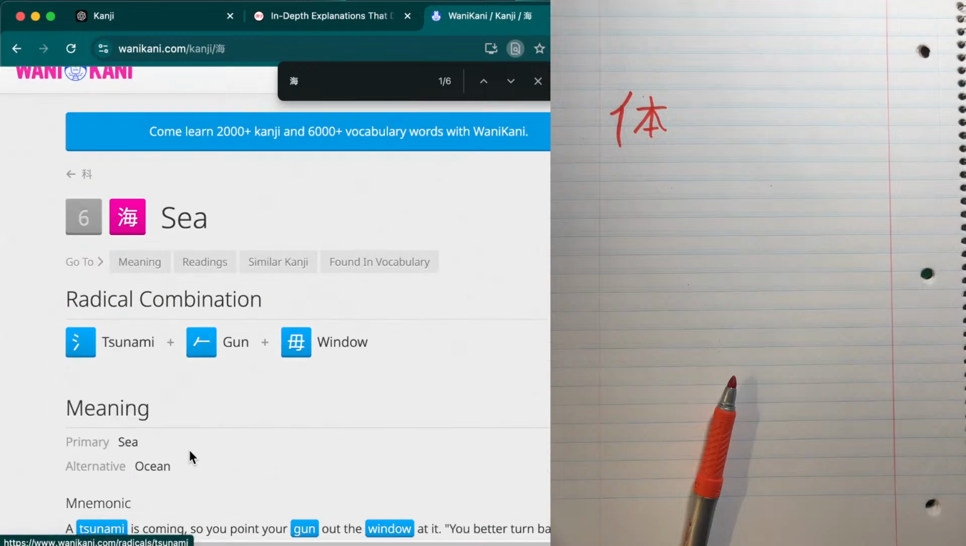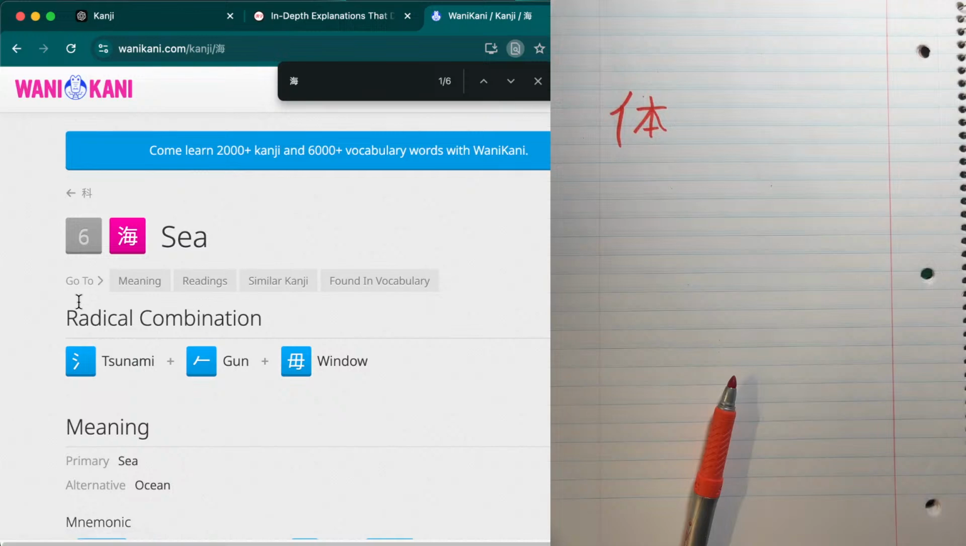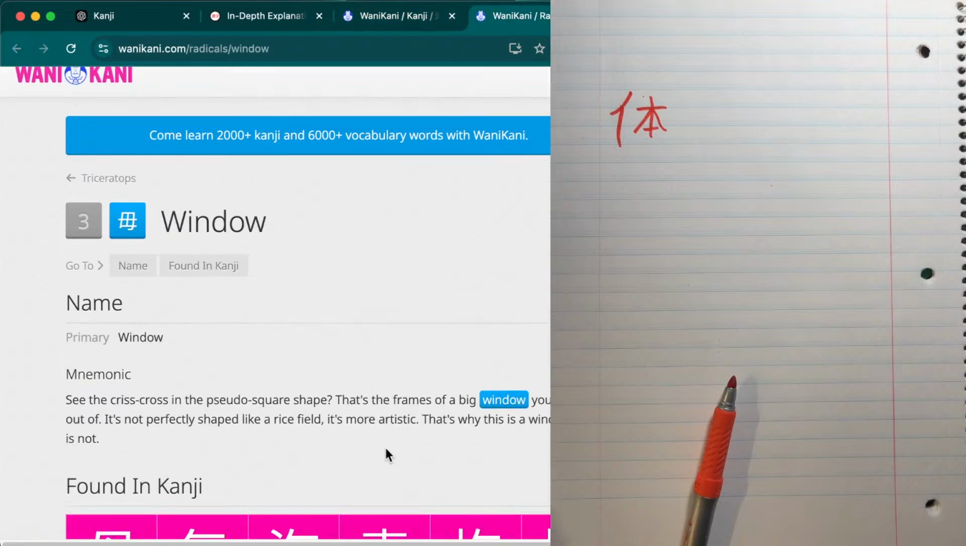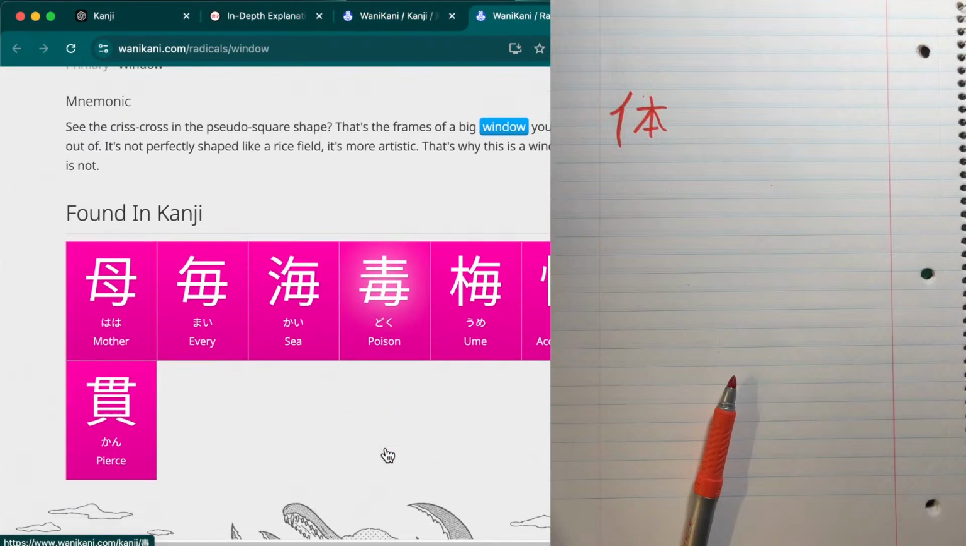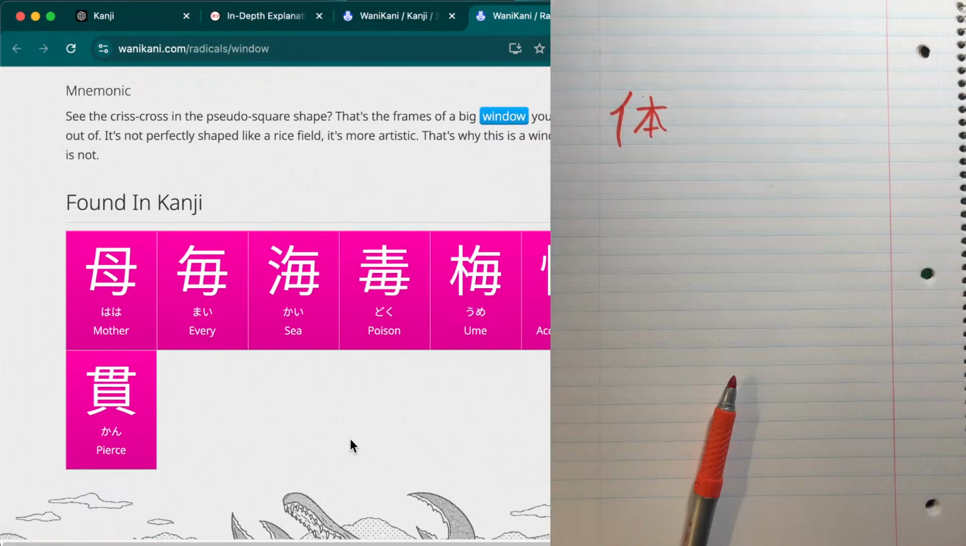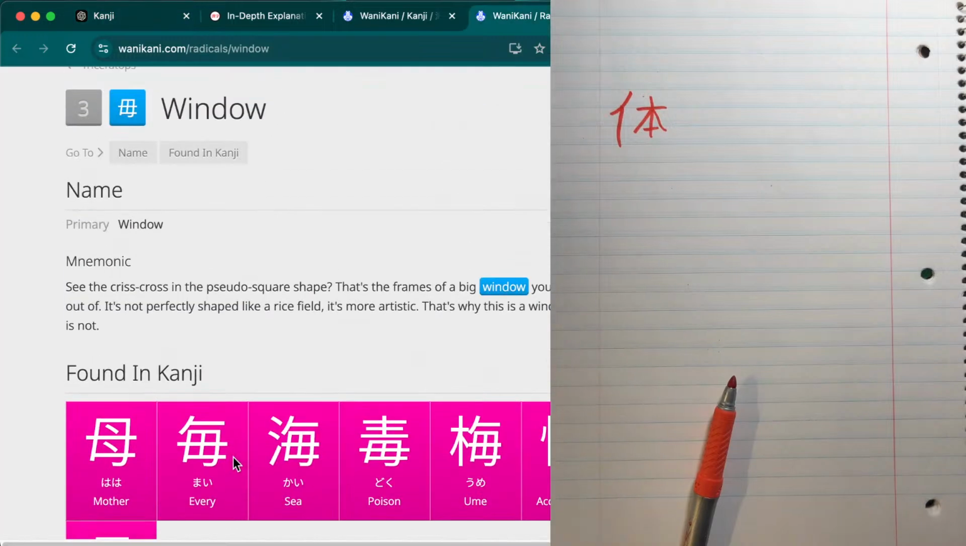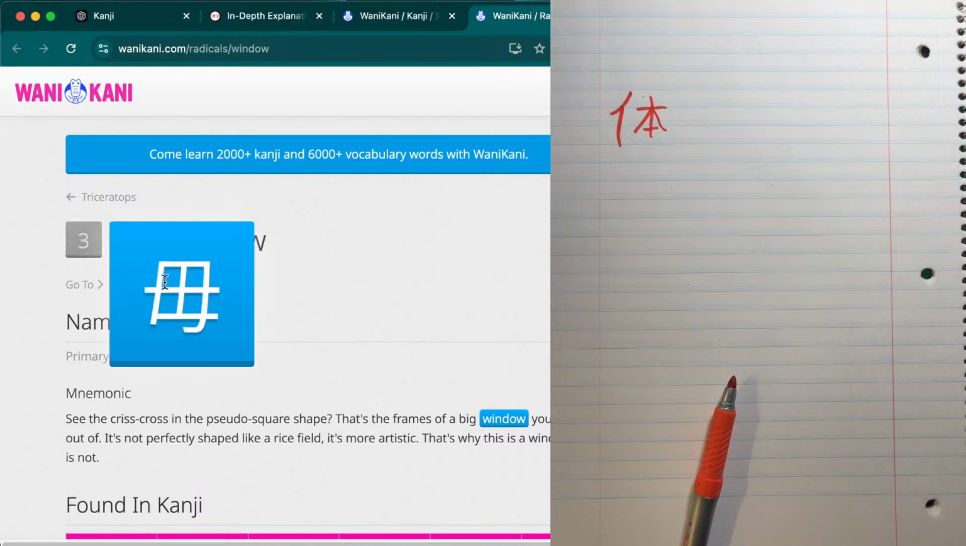So here we have tsunami is what this one is, according to WaniKani. It's the way to remember it. And then we have gun. And then we have window. So they treat this as a window. Interesting. What's the kanji for window? Like the actual kanji for window. Let's type it in real quick. Mado. Yeah, that's confusing. Okay, either way, I'm just going to try to remember that this particle right here is what they call window.